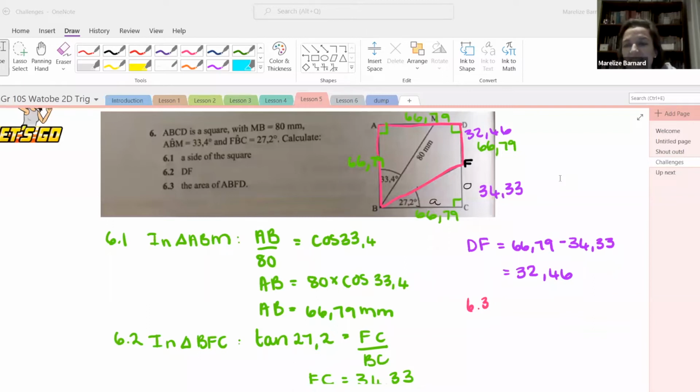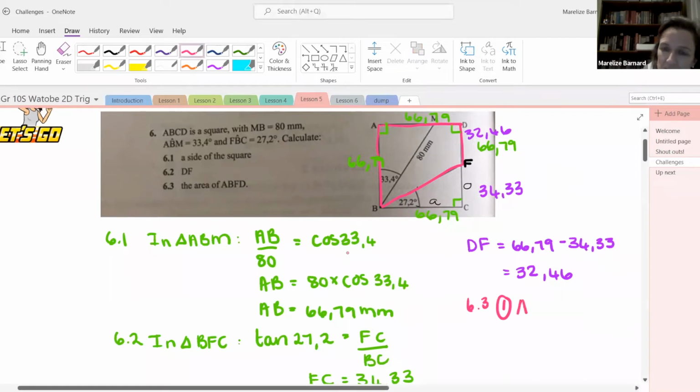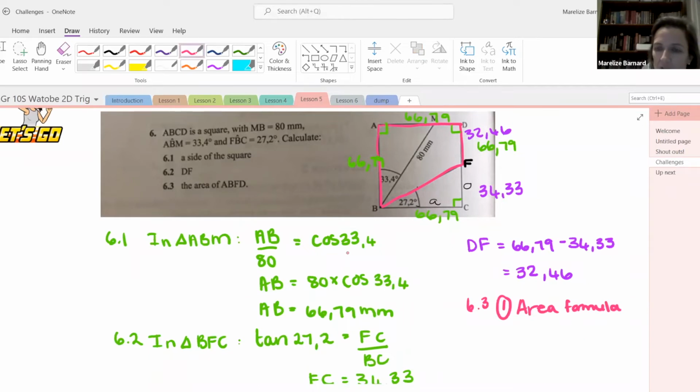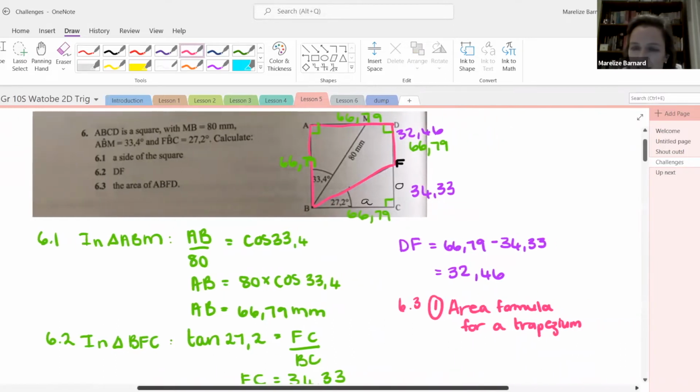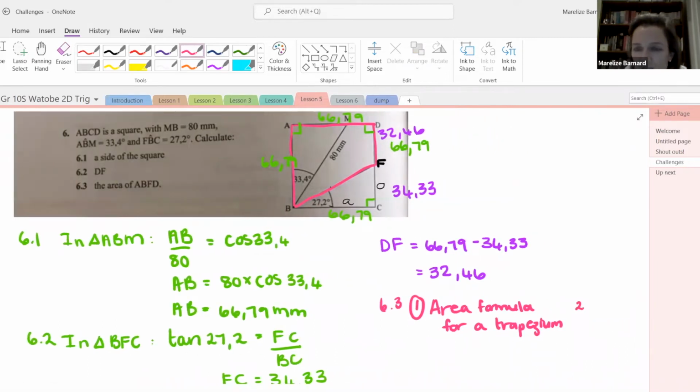Okay, so Emmanuel says, can you use the area formula for a trapezium? You can, definitely. That's one way. I'm going to list the options that we've got. The first way is to use the area formula for a trapezium. There is another way though. Any other way that we can solve this problem? I want at least two options from this class.